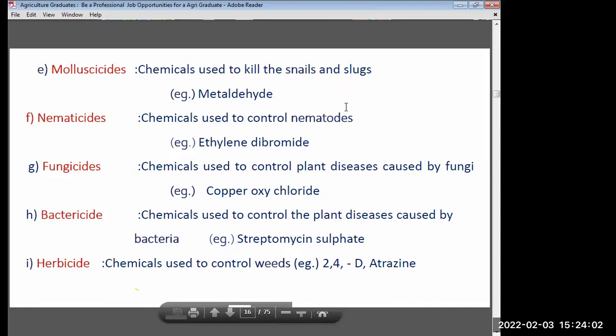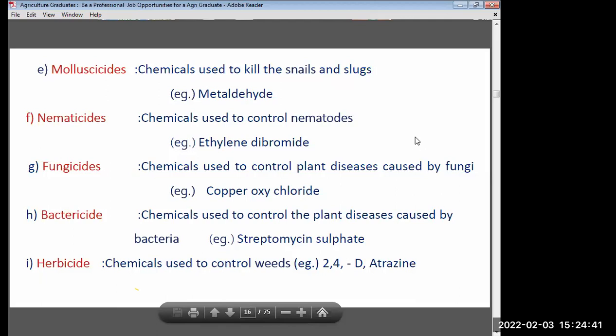Then fungicides are used to control fungus which cause diseases in the plants. For example, there is one coconut disease called Kerala wilt, also called Root wilt, because it is named based on the place where it was found. There is another wilt called Tanjavur wilt, based on where it was first located. So for such diseases, we have to apply fungicide.